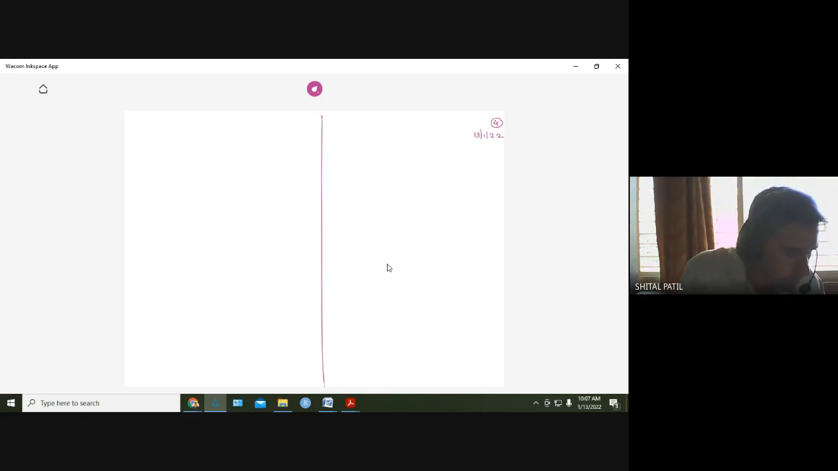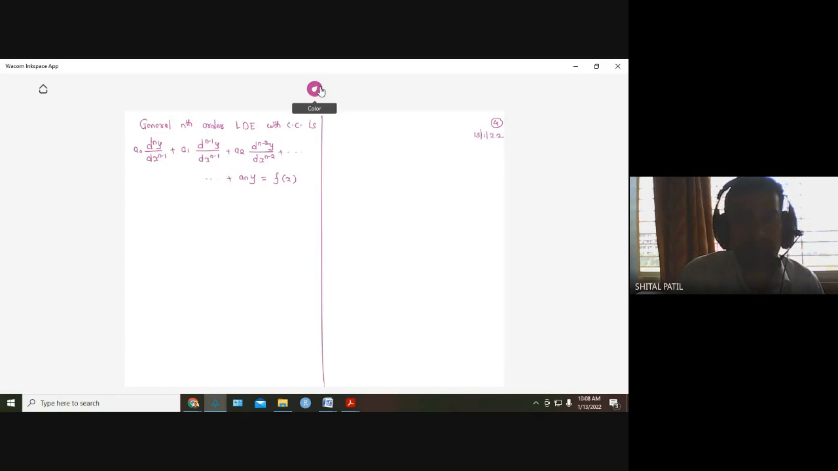The general nth order linear differential equation with constant coefficients is a naught d raised to n y divided by dx raised to n, plus a1 d raised to n minus 1 y divided by dx raised to n minus 1, plus a2 d raised to n minus 2 y divided by dx raised to n minus 2, and so on until a n y equal to some function of x, f of x. This is the general nth order linear differential equation with constant coefficients.